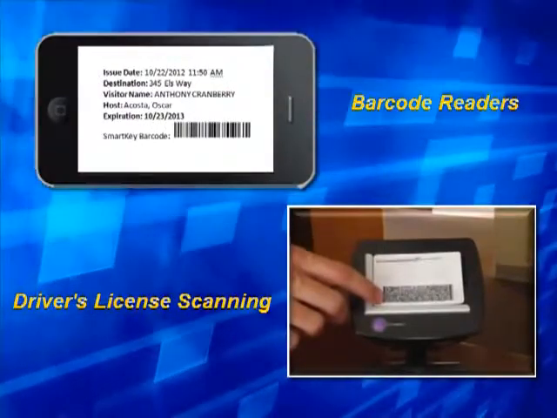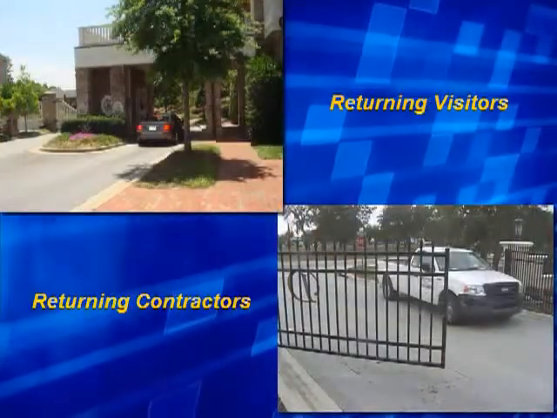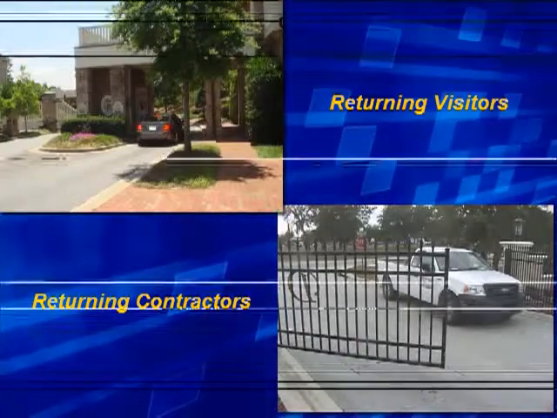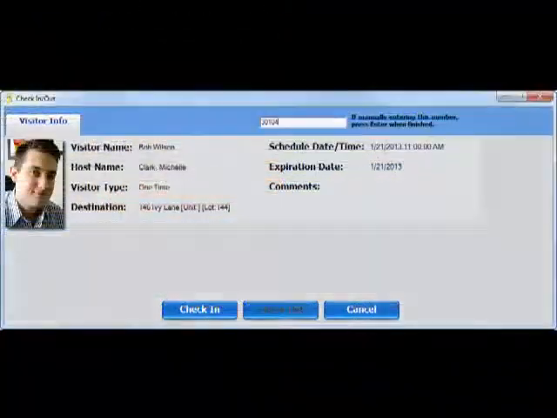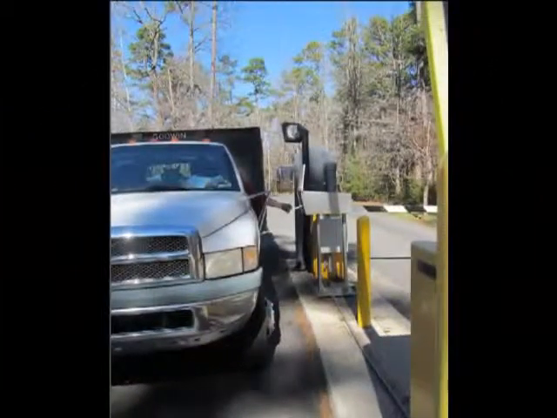If your community combines barcode printing on passes with driver's license scanning, returning visitors and contractors can regain access to the community faster than ever. Simply scan their barcode, verify the information on the screen, and let them in. Or your visitor can use an unmanned barcode reader to gain access at an unattended gate.